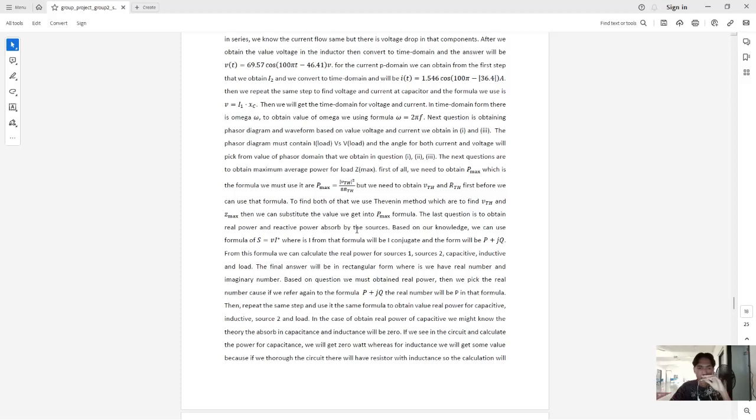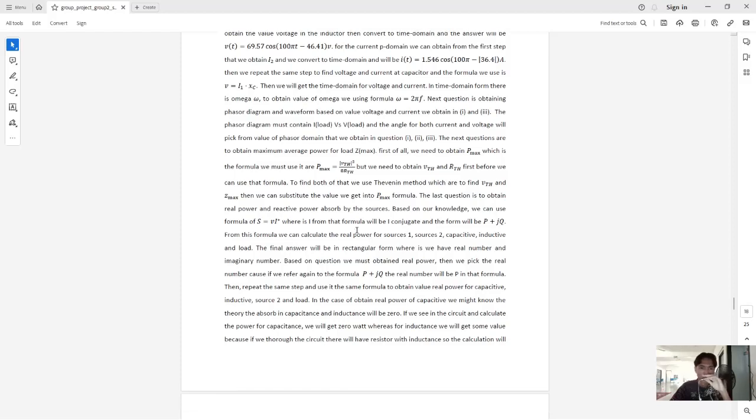For the last equation, to find the real power and reactive power, we can use the formula of complex power S equal to V I, where I is the conjugate current, and it will be in the form P plus jQ. So we can use the formula to find the real power at source 1, source 2, capacitor, inductor, and relay. The final answer will be in a rectangular box, where we have a real number and an imaginary number.